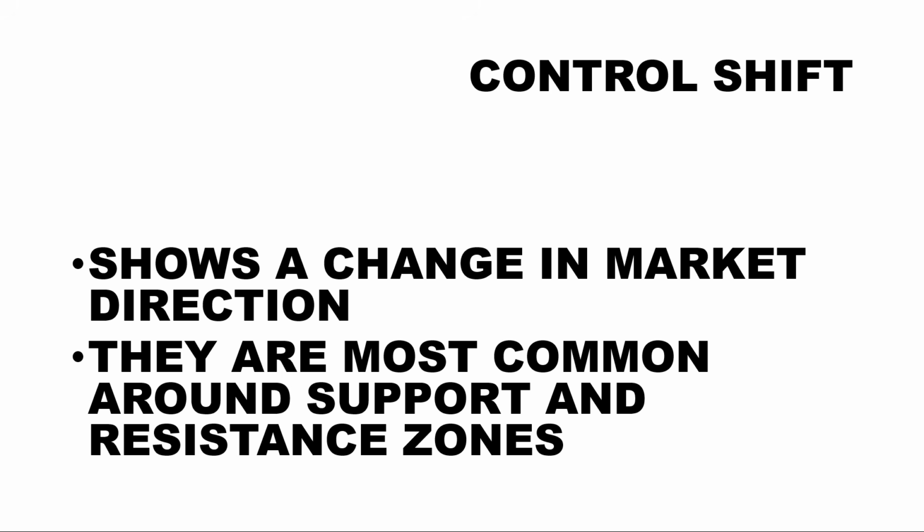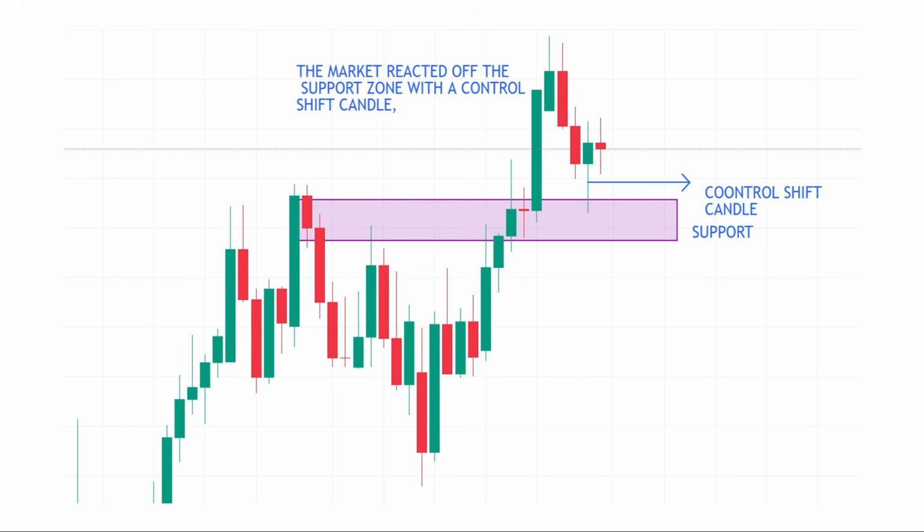Then we have what are called control shift candles. They show a change in market direction. These ones. Like when a market is shifting from being bullish to being bearish, it first presents you these candles called control shift candles. So they are most common around support and resistance zones. Why? Because they are trying to show you that the buyers are coming in when in a bearish market, right? So the characteristics that show you that it's a control shift candle, it usually has a very small body, right?